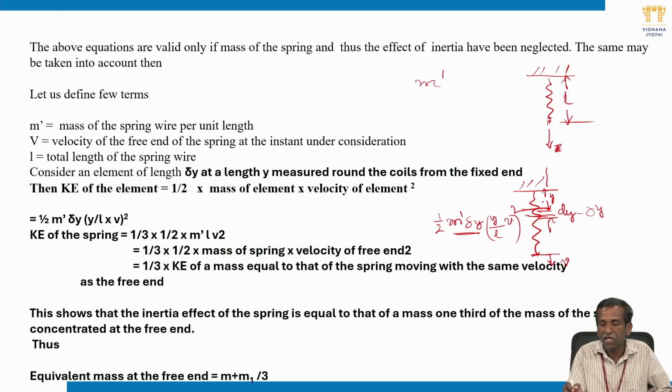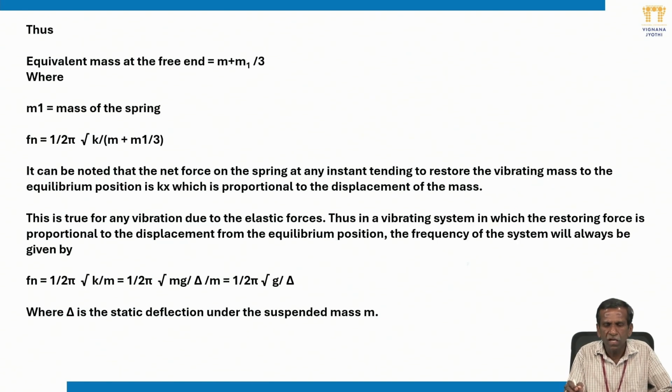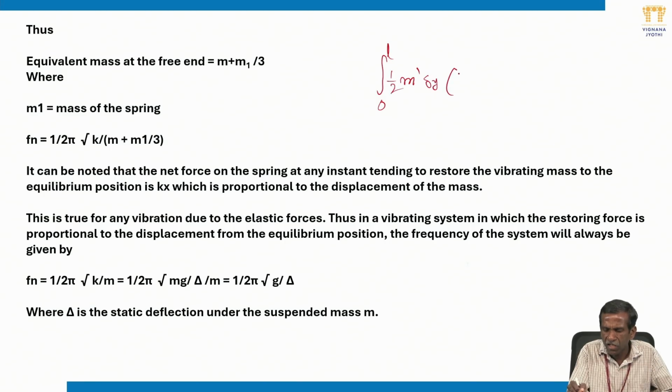I have not attached any mass. I have taken m dash as the mass of the spring per unit length. Then if you do that process, you integrate from 0 to L of m dash delta y, times half, and (y by L times v) whole squared. This is the kinetic energy integration. Then you can take the terms half m dash, and v square by L square, and you will have y square delta y.